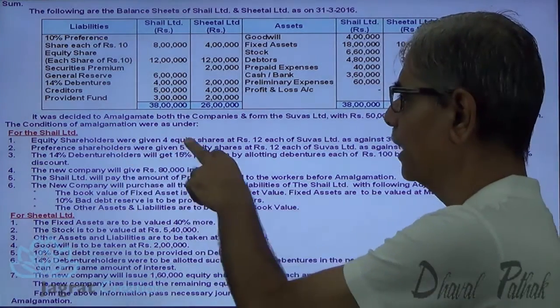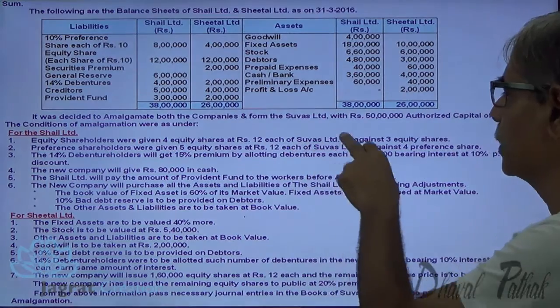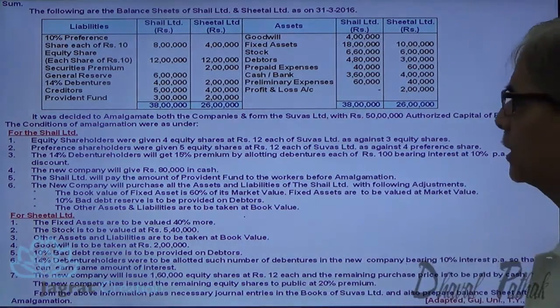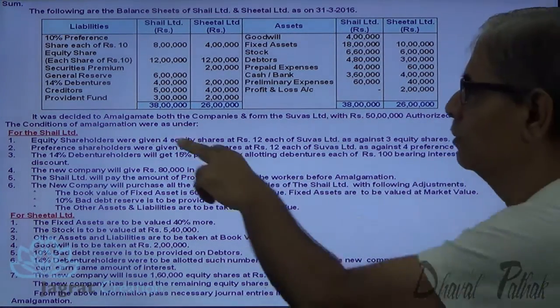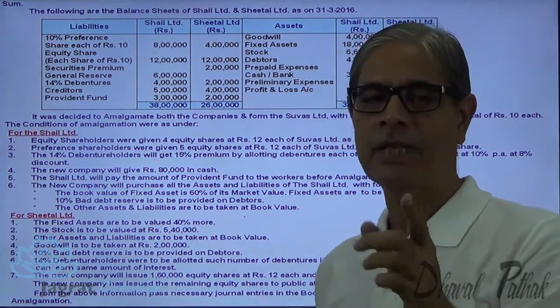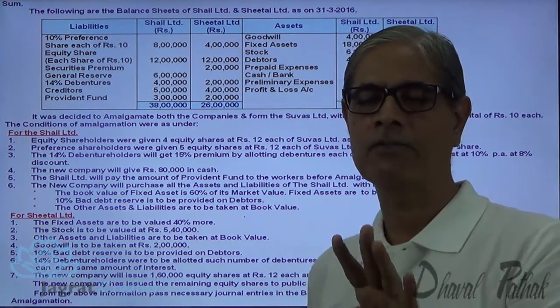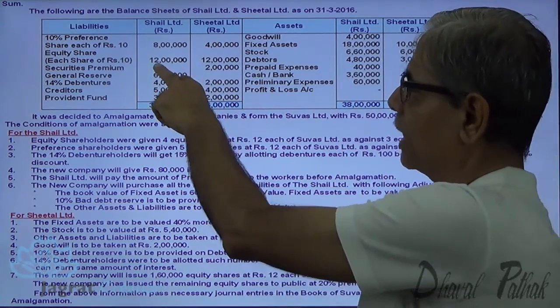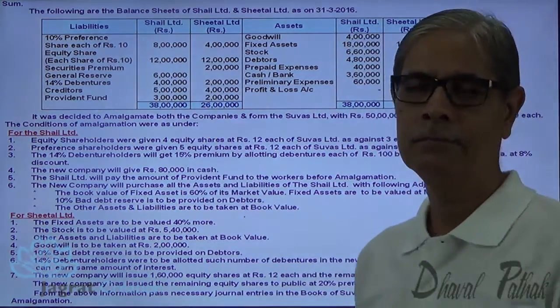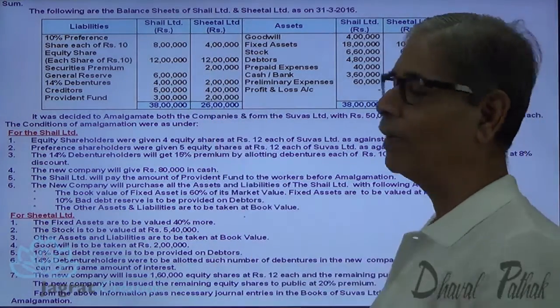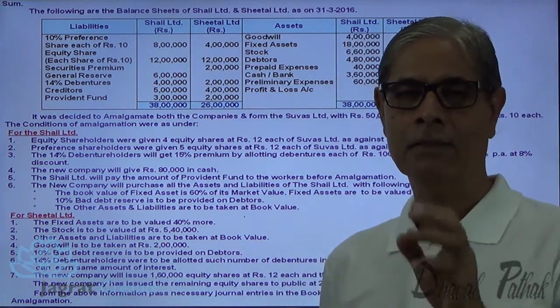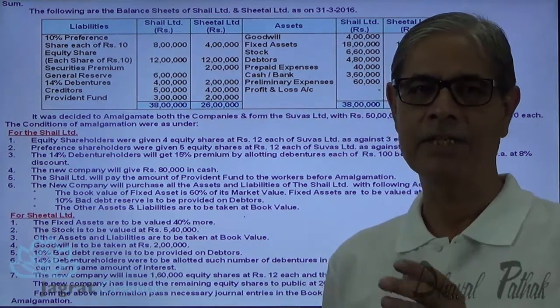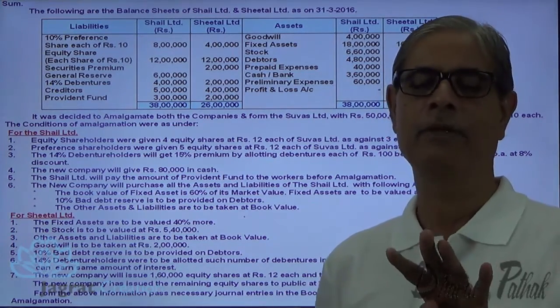Equity shareholders will be given 4 equity shares of ₹12 each in Sheil Ltd against 3 equity shares. So, for 3 equity shares of Shail Ltd, 4 equity shares will be given by the purchaser. Number of shares are 12 lakhs divided by 10. So, 1,20,000 equity shares are there. For that, in exchange, 4 shares are to be given for 3 shares.